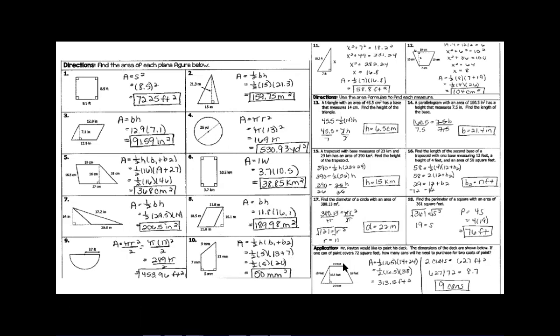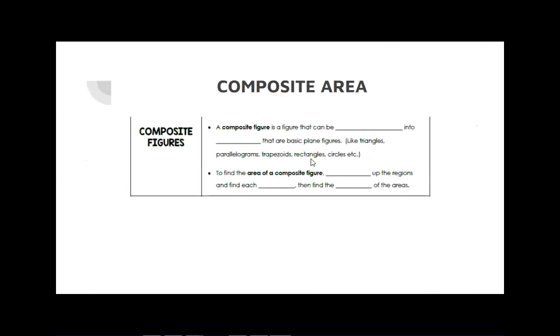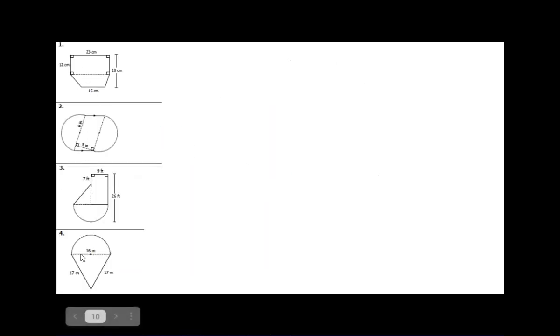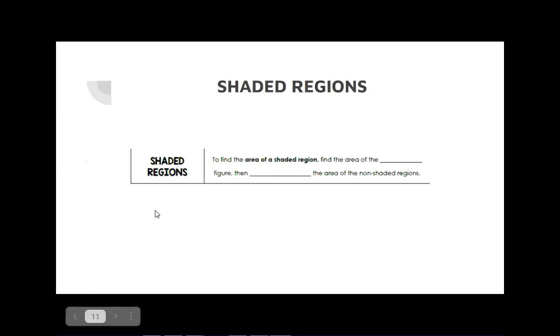In the next video, though, we're going to be talking about composite area. Composite area is just going to be combining different shapes together and finding the total area of it. And then after that, we're going to take a look at shaded regions, which is taking a large shape and then subtracting out everything that is not shaded in. See you on the next one.